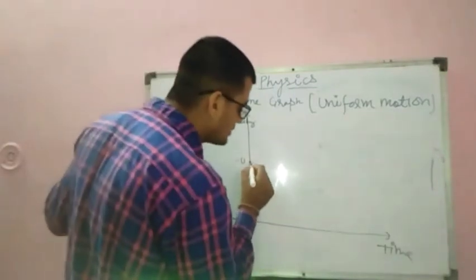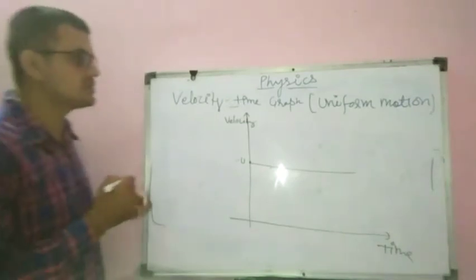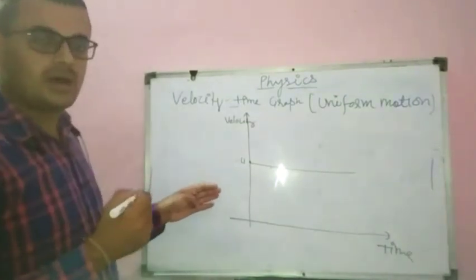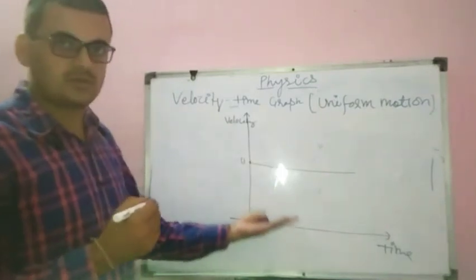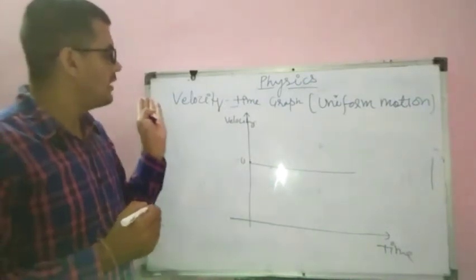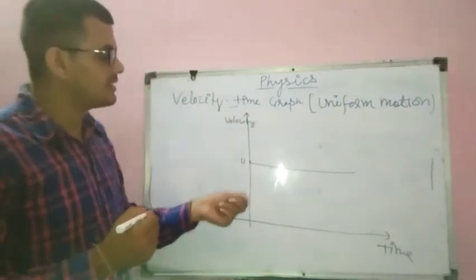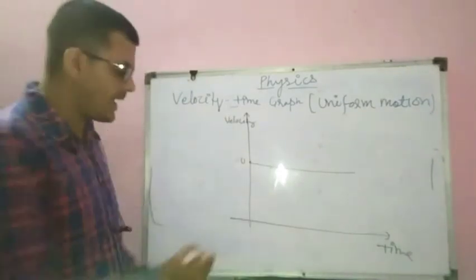So what will be the shape of the graph? The velocity time graph for uniform motion is a straight line which is parallel to the x-axis.